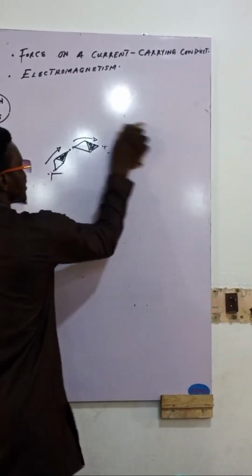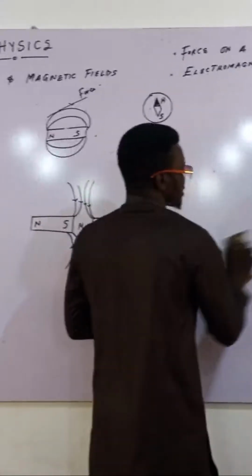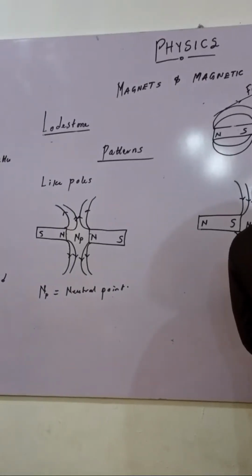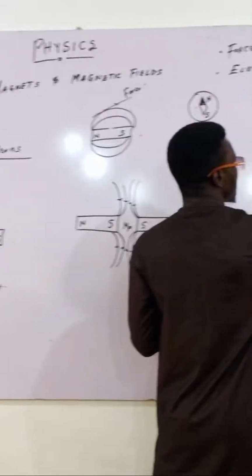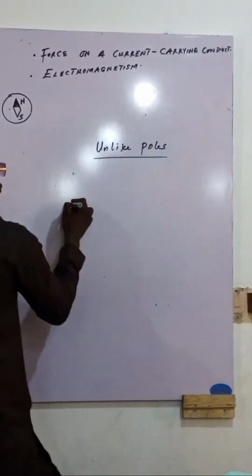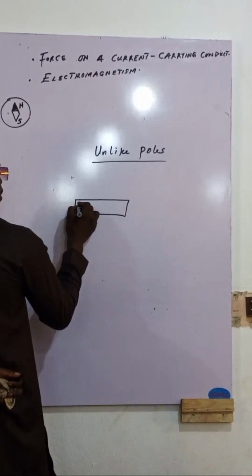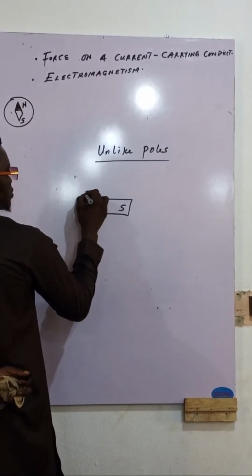For unlike poles, it can either look like this. After I've given you the properties, I will stop.